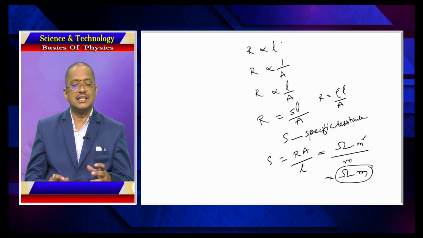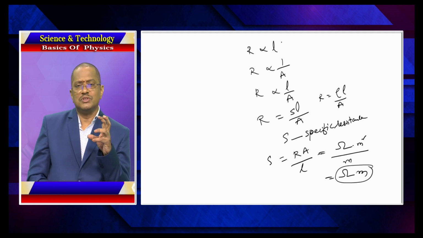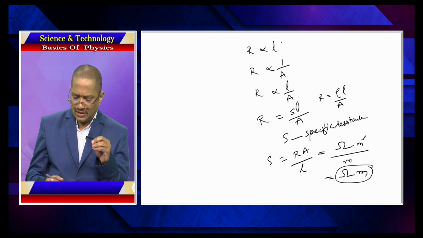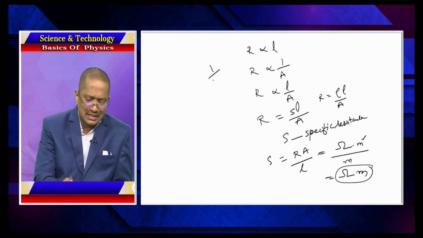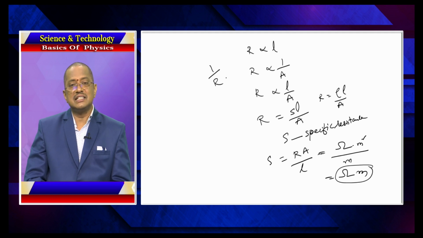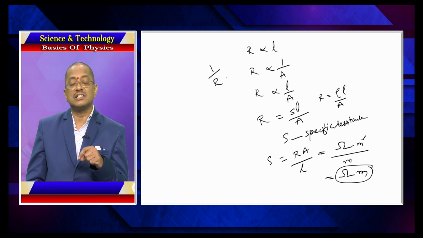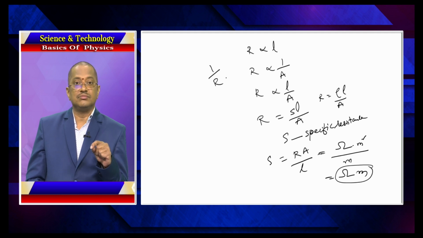So this resistance, we call resistors. 1 by R, simply the reciprocal of resistance, is called conductivity. The reciprocal of resistance is called conductivity. This is also a very, very important thing.